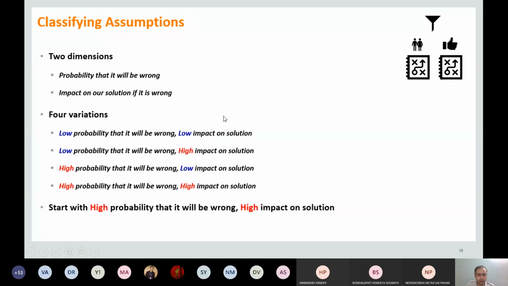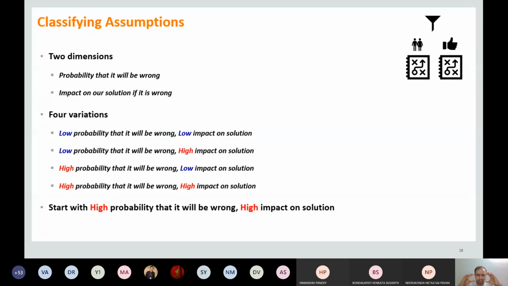So always, as an entrepreneur, what you should do is start with a high probability that it will be wrong, and think that it will have a high impact on the solution also. When you satisfy this condition, automatically the other three conditions can be taken care of. When you are able to satisfy this condition, all the other three conditions can be in your favor. Correct? When you feel, okay, this is the fear, this is the highest risk.